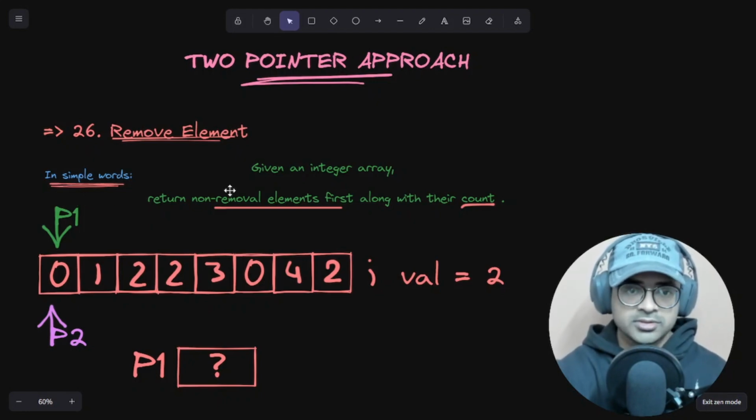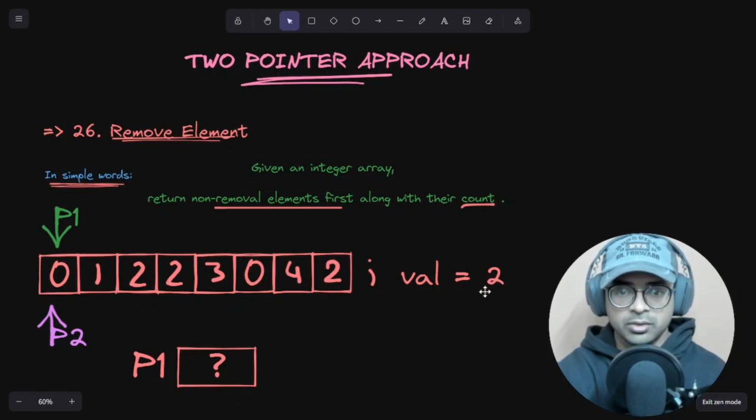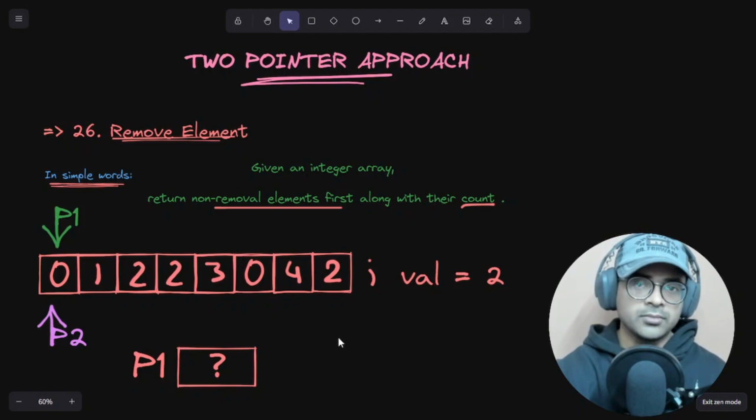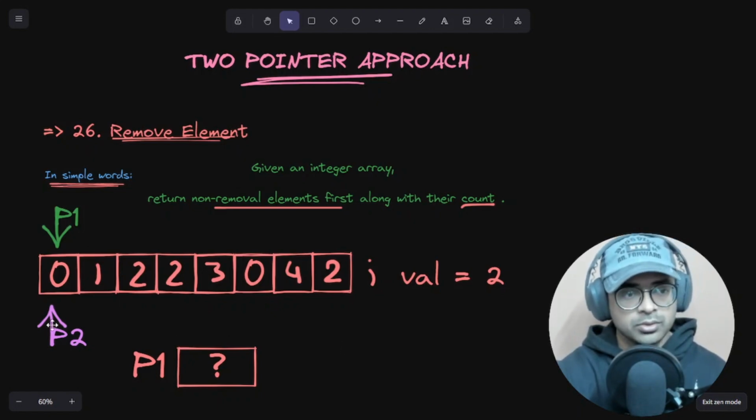This question is simply saying, given an integer array, we have to return the non-removable elements first along with their count. Okay, what are these non-removable elements? These are all the elements in this array that are not equal to val, which is 2. So it means we have to return all the elements that are not 2 before the 2s, and then we have to count all such elements. Okay, simple as that.